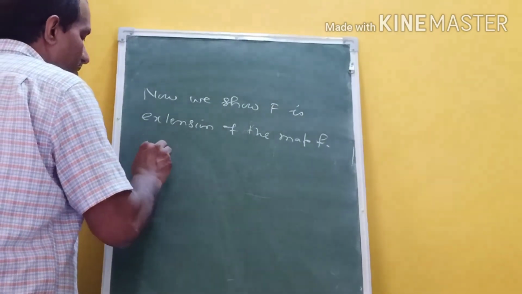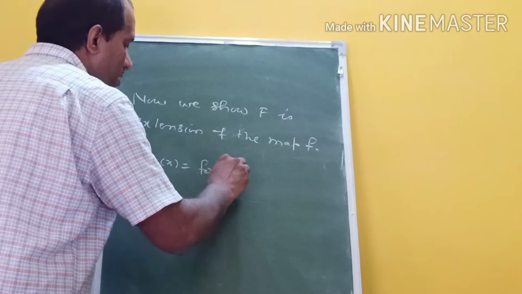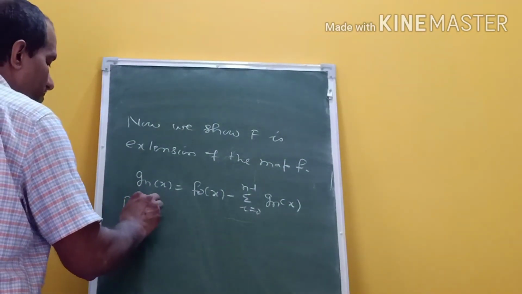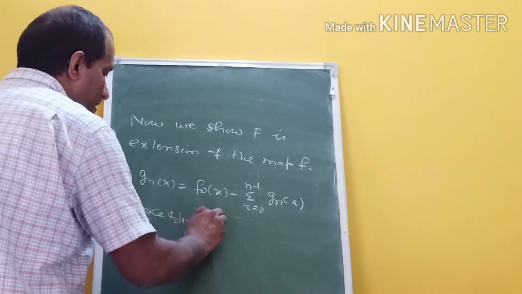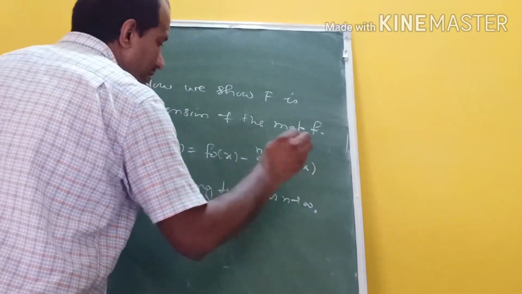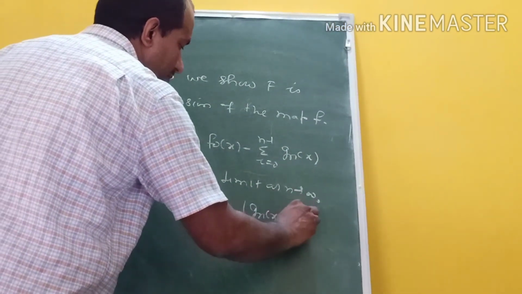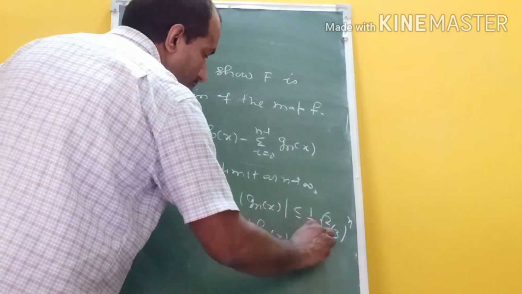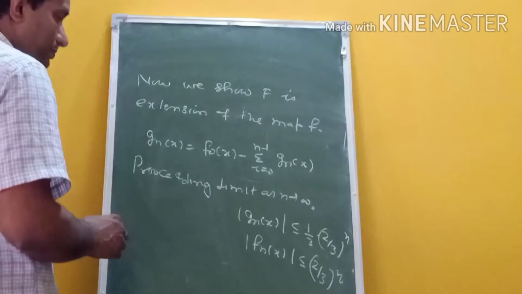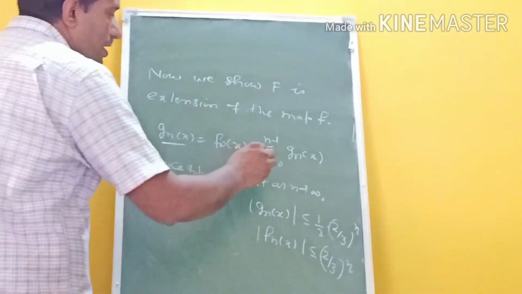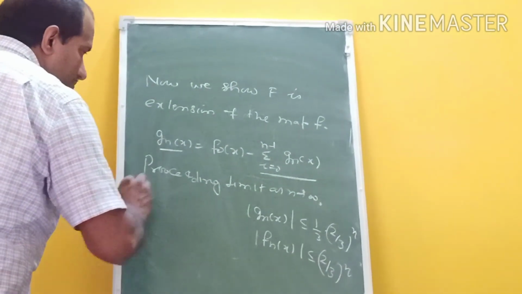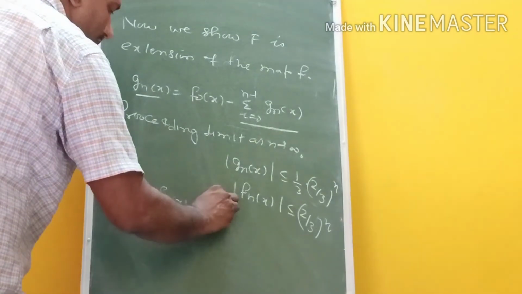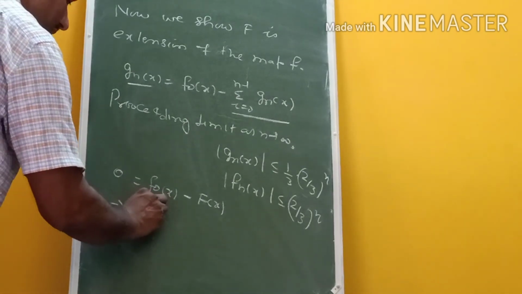Now g_n of x is equal to f_0 of x minus summation i from 0 to n minus 1 of g_i of x. Proceeding to the limit as n tends to infinity, we know g_n of x is less than or equal to 1 by 3 into 2 by 3 power n, and f_n of x is less than or equal to 2 by 3 power n. As n tends to infinity, this tends to 0, and this tends to f by the Weierstrass test. So this is equal to f_0 of x is equal to f of x, and this implies f_0 of x is equal to f of x.